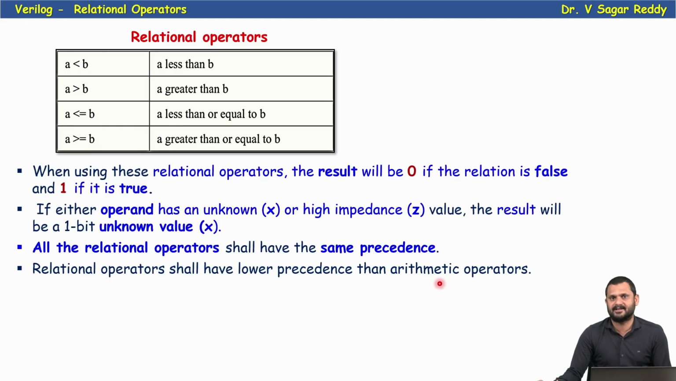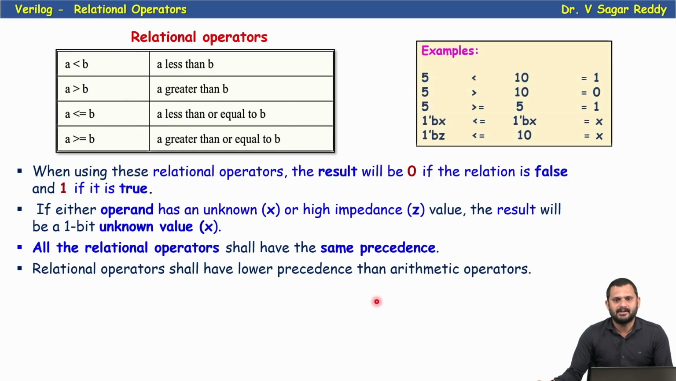You should know these precedence of operators. If the same expression contains multiple operators, you should know the precedence. According to that, you should find the result of that expression. Now see this example: 5 less than 10 equal to 1.